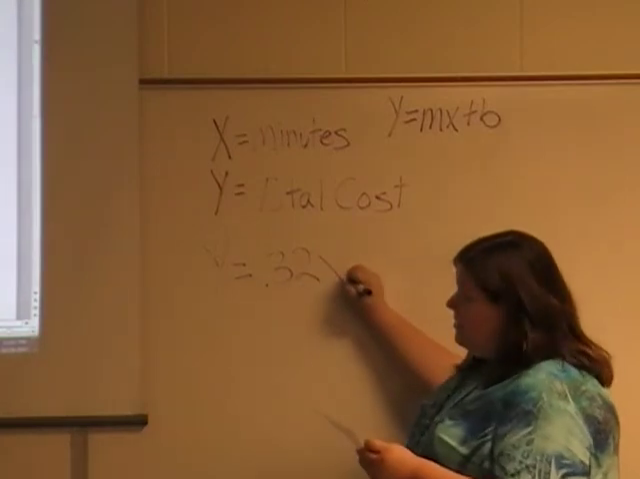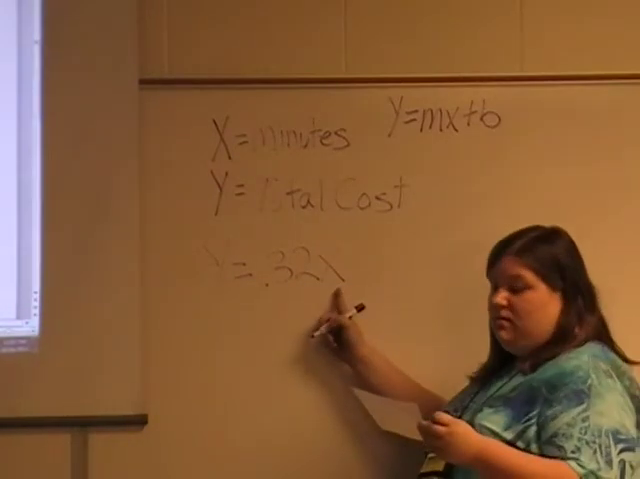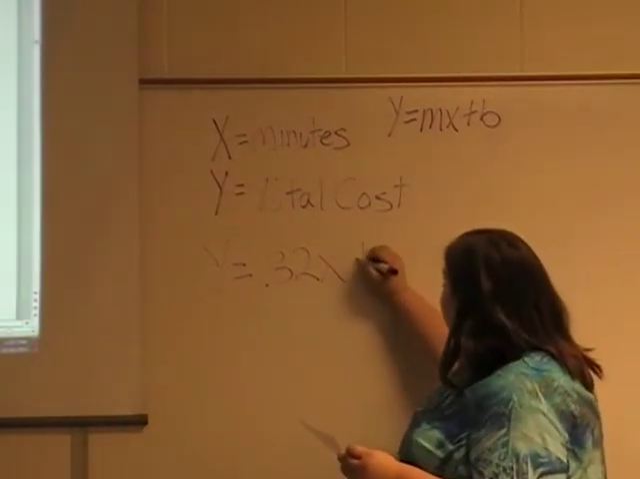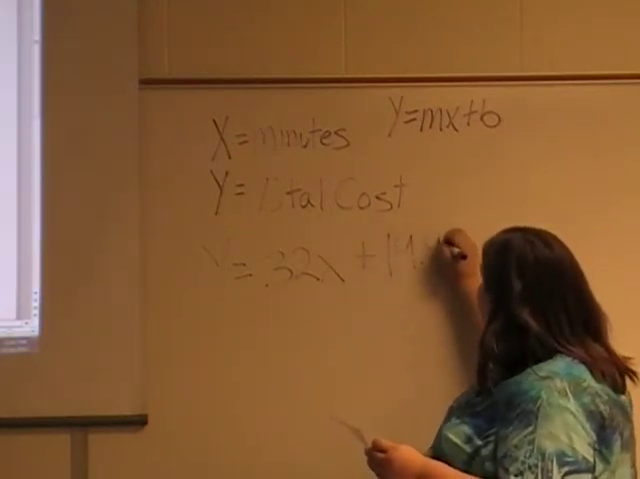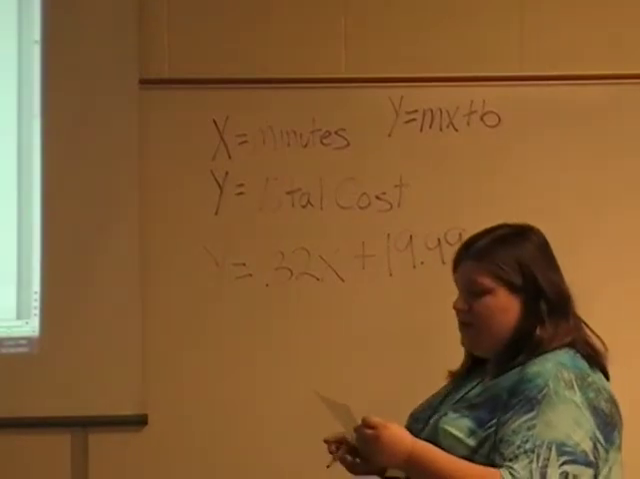And then X, because we don't know the number of minutes. Plus what? $19.99, that's our base per month cost. Very good. What's going to be our equation for the diamond plan?